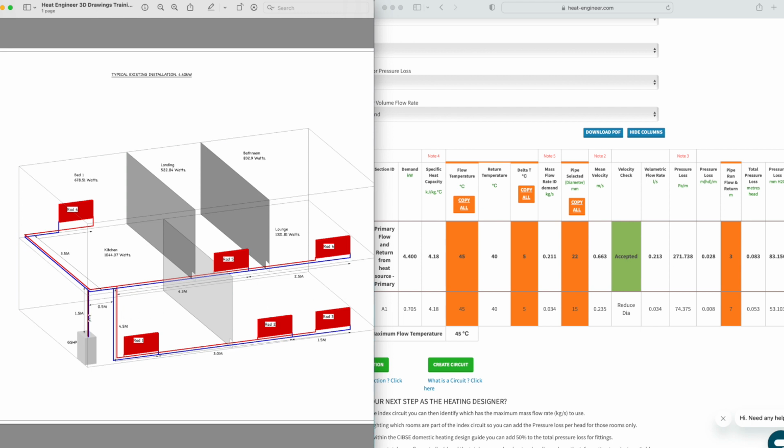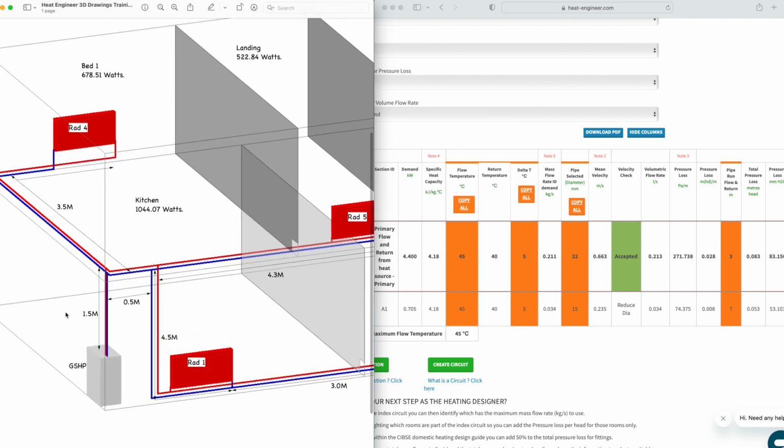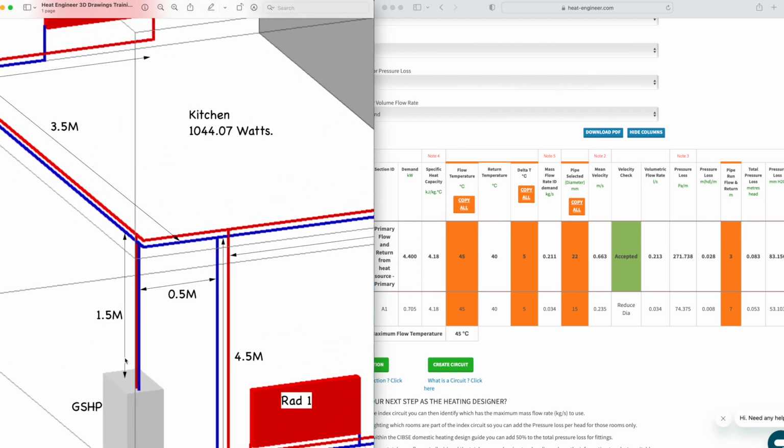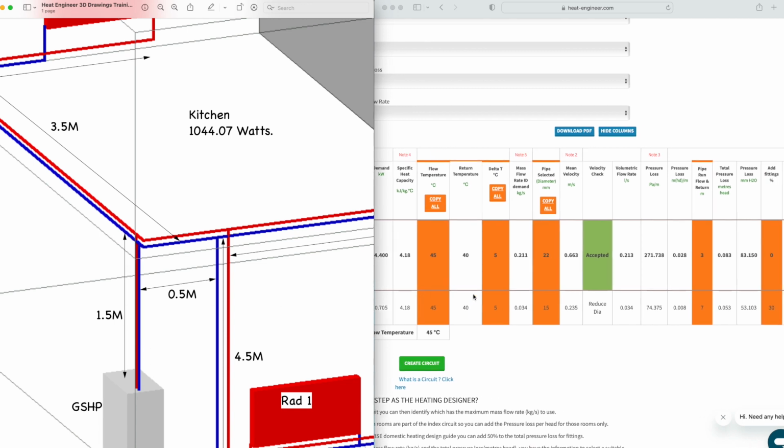Now, there's 2 things you need to know. Obviously, how much energy is that section of pipework taking, which we've just covered. The second question is how long is that pipework? Now, this is a flow and return pipework, which is 1.5 metres up to that T1. But because it's a flow and return, we've got to double it up. So that is 3 metres. So the pipe run, flow and return, is 3 metres, which you click on there and you put in.